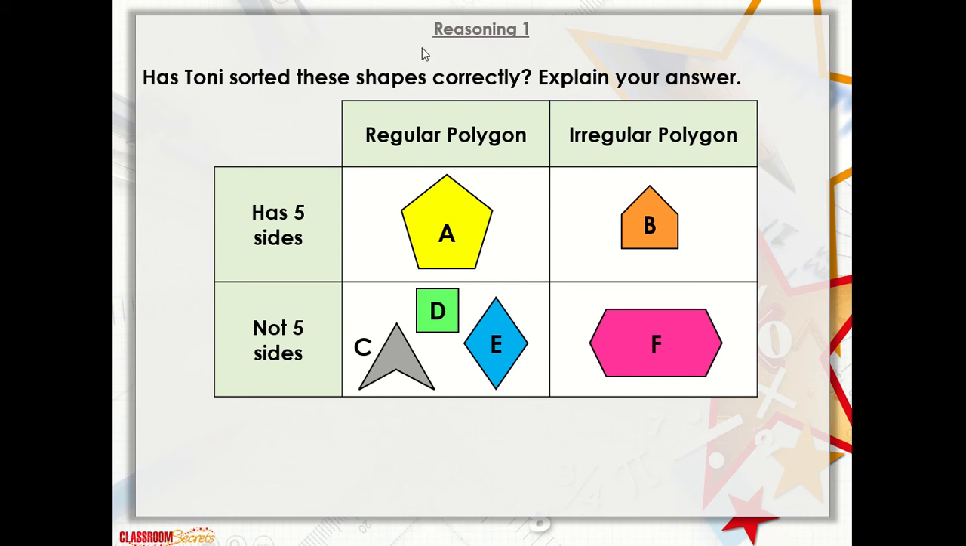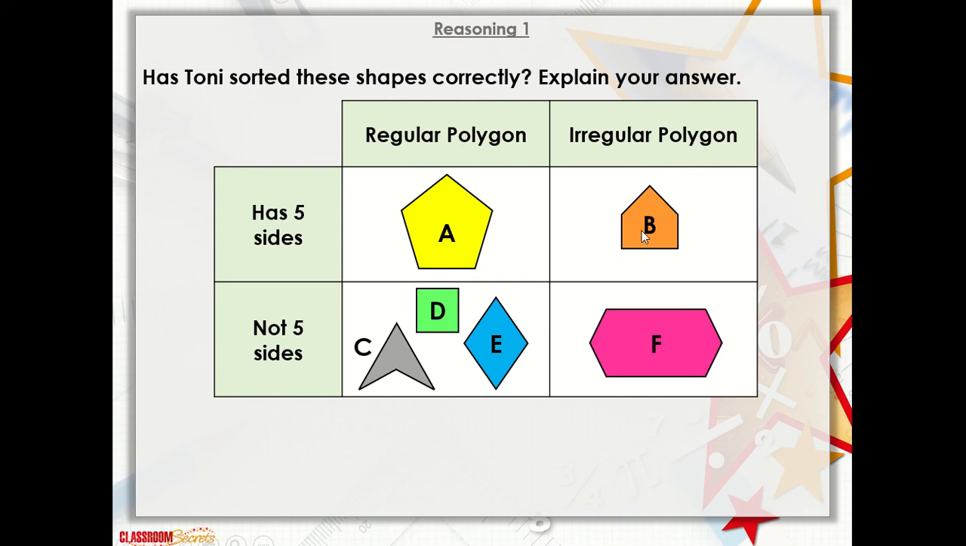Shape A. I wonder if you can tell me what kind of shape that is. It's got 5 sides. It's a pentagon. Okay, so it's got 5 sides, so it's in the has 5 sides line there. So it's in the right place there. Is it regular? Do all of those sides look the same length? If they do, it's in the right place for regular polygon.